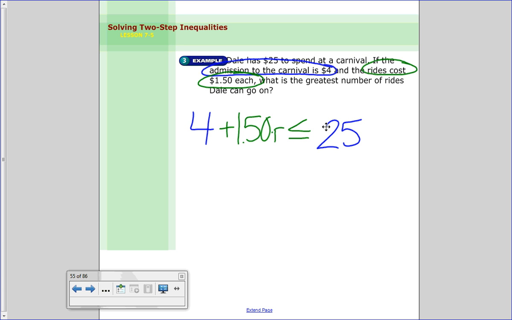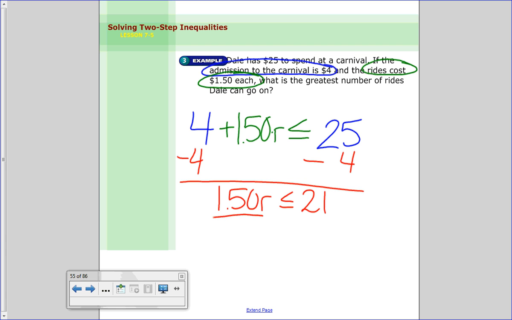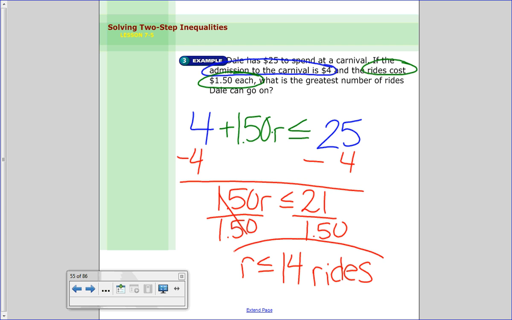All right, let's go ahead and solve this one, shall we? So we're going to go ahead and first subtract that 4 out, and I'm left with $1.50 times r is less than or equal to 21. Well, I divide by $1.50, I'm left with r, so the number of rides he can go on is less than or equal to, and if you solve that the long way, or if you use a calculator, you end up with 14. So he can go on 14 or less rides.